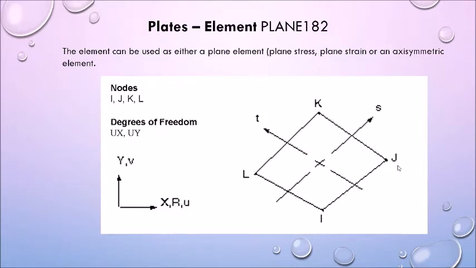Now for all the problems of plane stress, plane strain and axisymmetry, we use the element PLANE182, which is defined by 4 nodes I, J, K, L as shown in the sketch, and it has 2 degrees of freedom at each node, Ux and Uy.